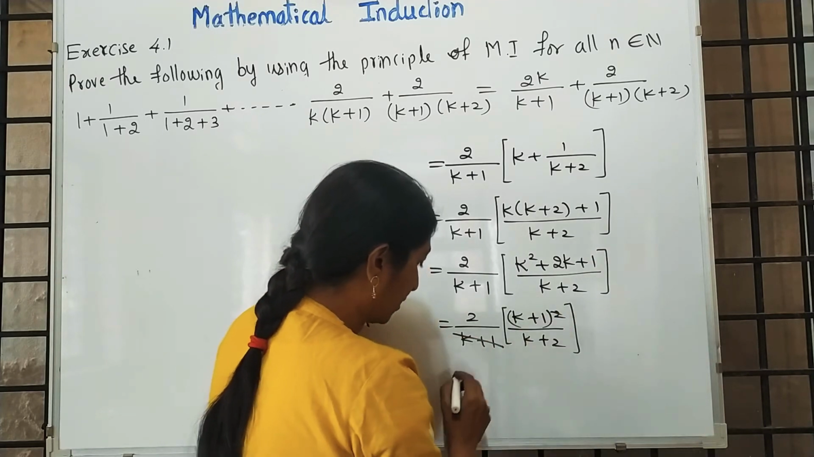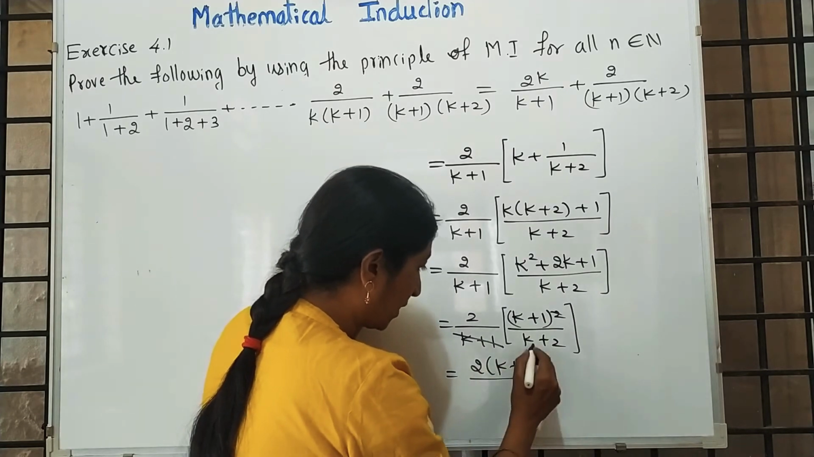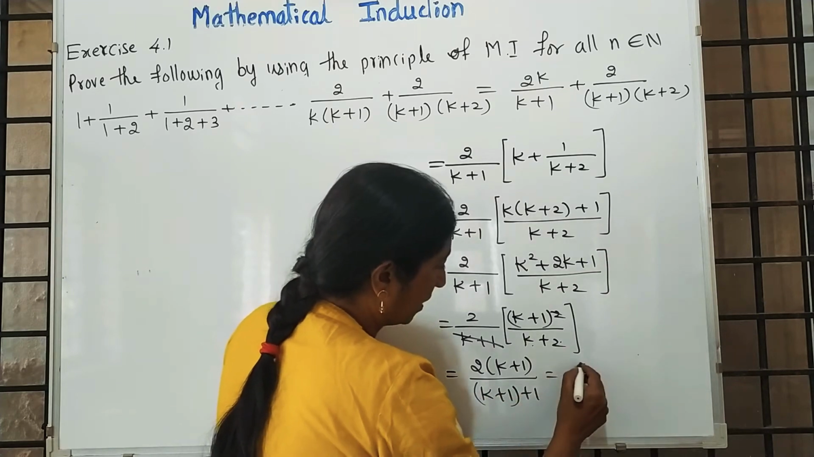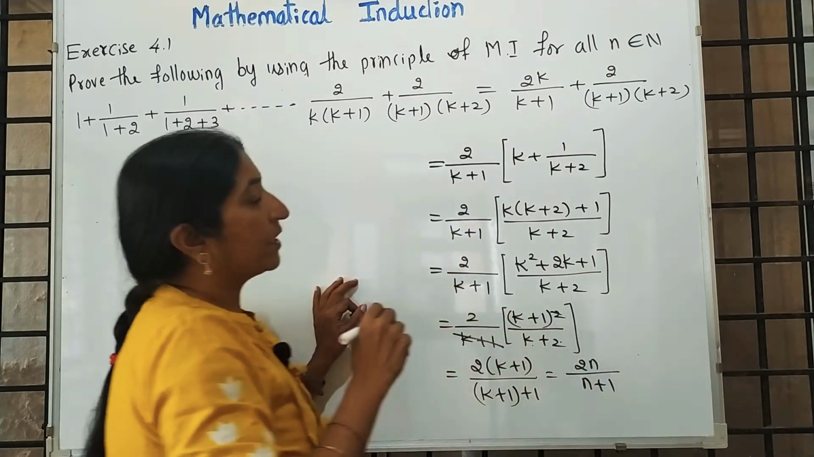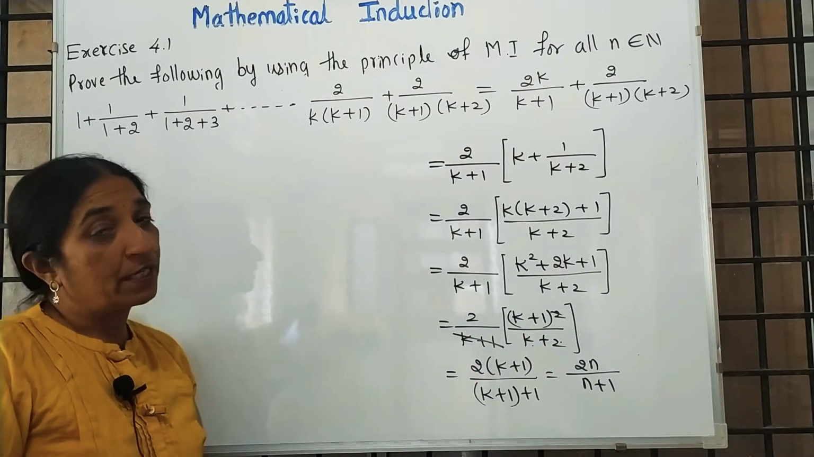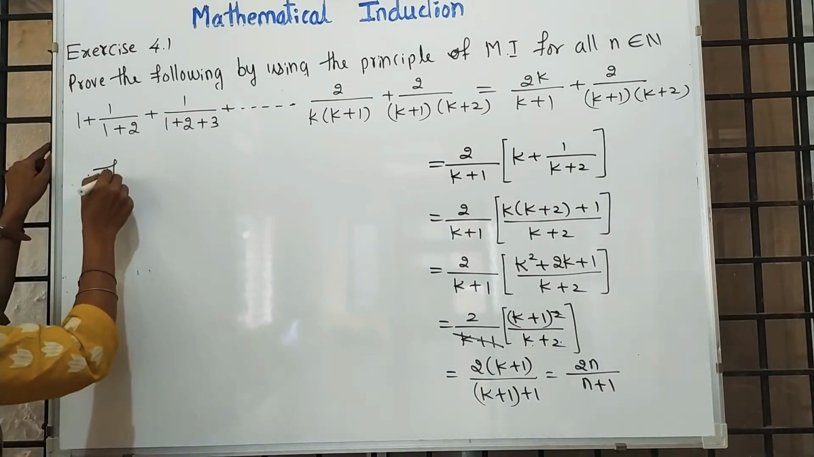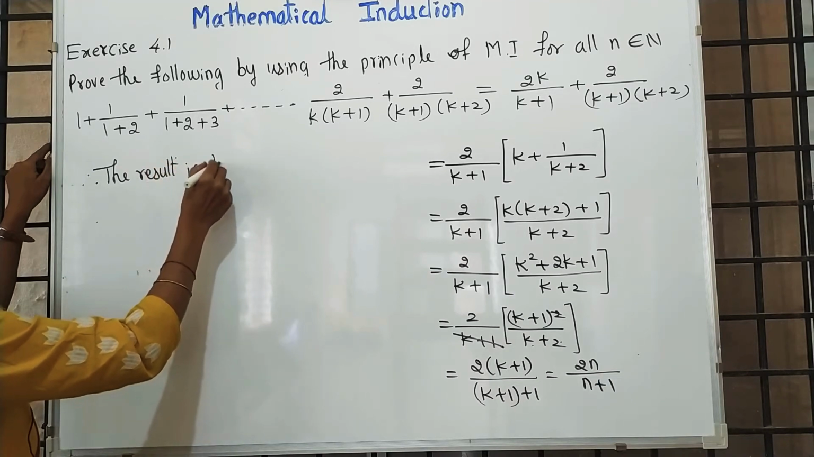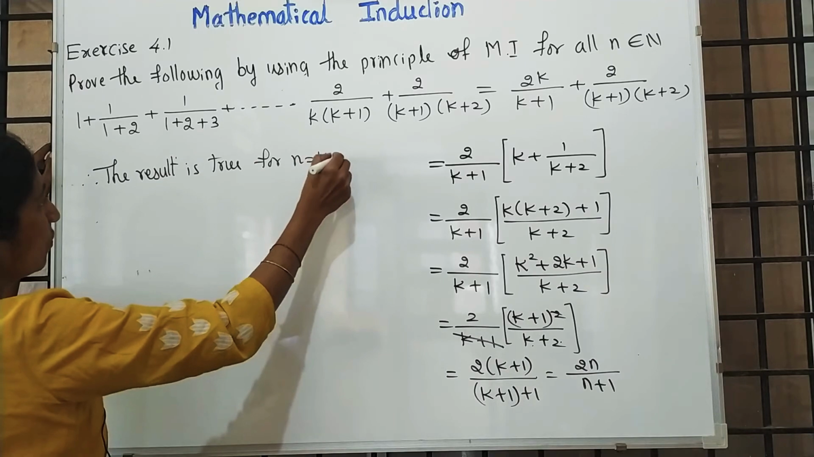One term is cancelled with this. It is 2 into k plus 1, over k plus 2, which I am writing as k plus 1 plus 1. That is, in place of k plus 1 if you write n, you will get 2n upon n plus 1 and that is the required answer. Therefore, the result is true for n is equal to k plus 1.